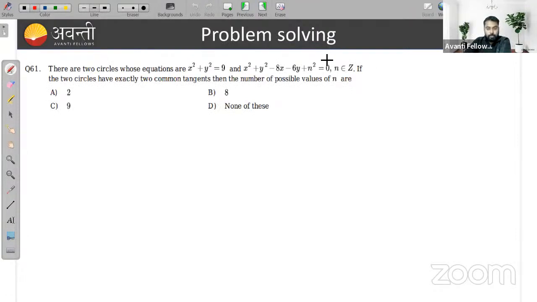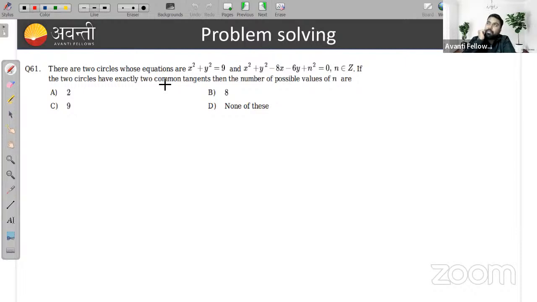Okay, see, here you have an important question. There are two circles whose equations are x square plus y square is equal to 9. Another circle whose equation is given as x square plus y square minus 8x minus 6y plus n square is equal to 0. So if these two circles have exactly two common tangents, then the number of possible values of n. Okay, so exactly two common tangents.